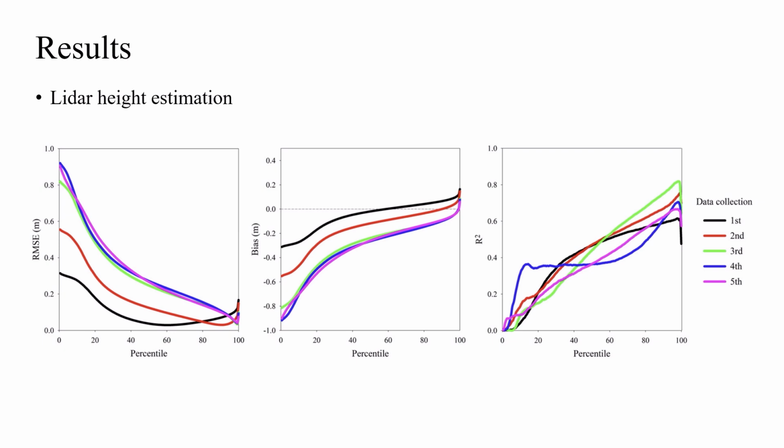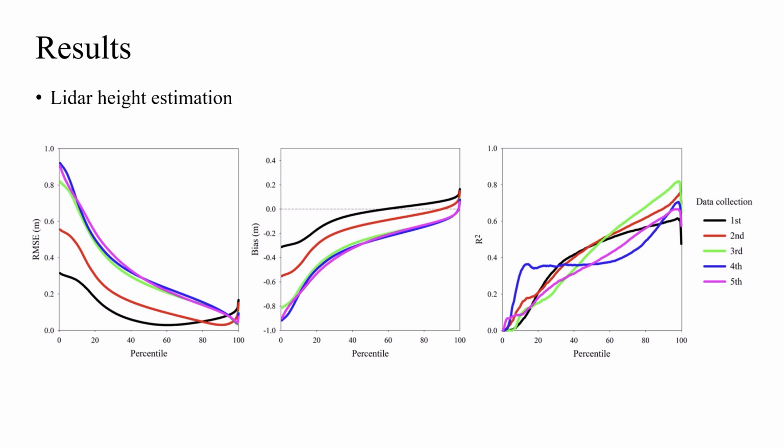At the percentiles of the minimum RMSEs, the average bias over the 5 data collection sessions was negative 0.0011 meters, which demonstrated LiDAR's accuracy. The percentiles for the maximum R-squareds fluctuated between 98 and 99% across all data collection sessions, which interestingly did not agree with RMSE and bias for the first 2 data collection sessions, where we can see that the optimal percentiles for the minimum RMSEs and biases were much lower.